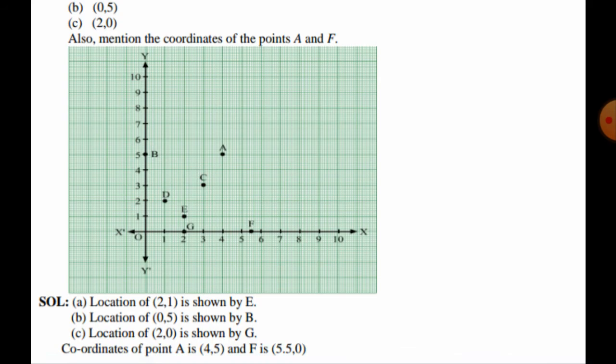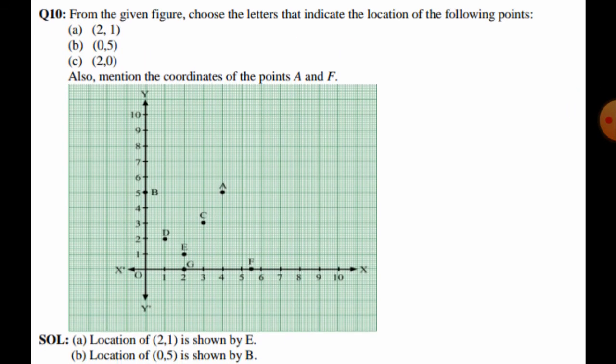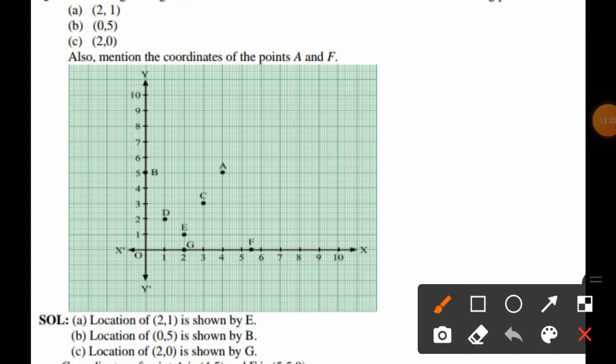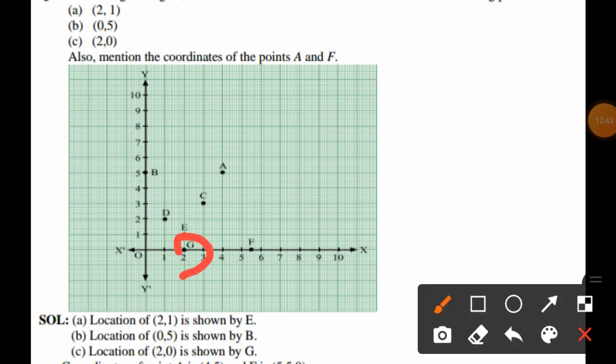Here we have to represent the x-axis and y-axis on graph paper, and the first point given here is (2, 0). So we can locate it here. From the x-axis it will be 2 and from the y-axis it will be 1. So this point E will be (2, 1). Similarly after this, (0, 5): this point B will be (0, 5). And the point (2, 0), that is x is 2 and y is 0, so this point will be (2, 0). Now by locating all these points we can make this graph.